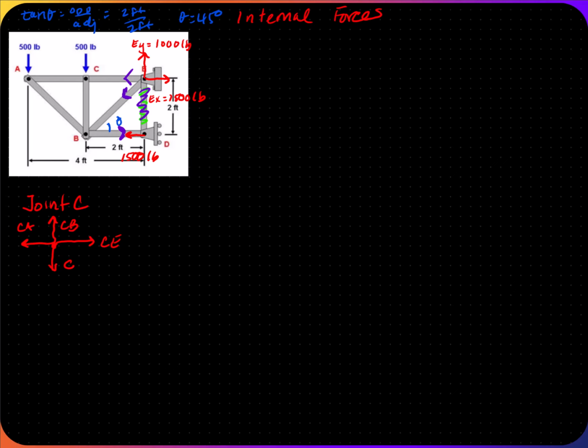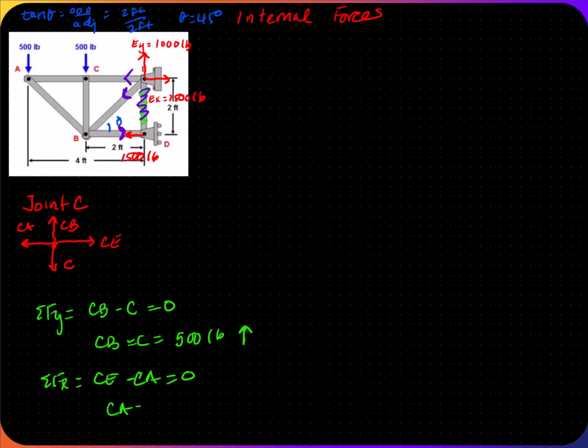So now I could just write a sum of Fx and a sum of Fy. So sum of Fy is going to be CB minus C equals 0. CB is equal to C, which is equal to 500 pounds. And since it came out positive, my direction is correct. It is going up. My sum of Fx is going to be CE to the right, so it's positive, minus CA to the left, which is negative, equal to 0.